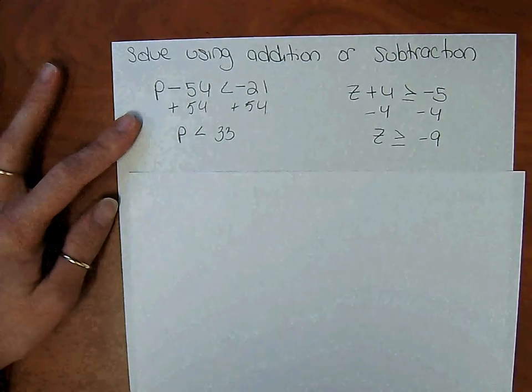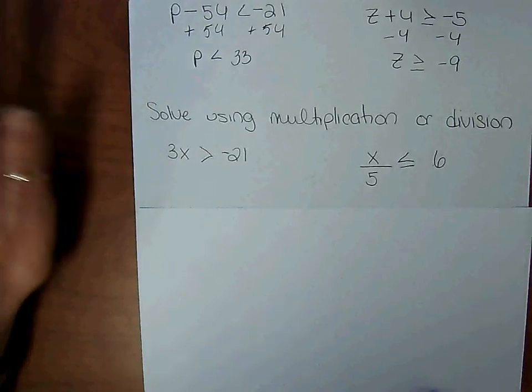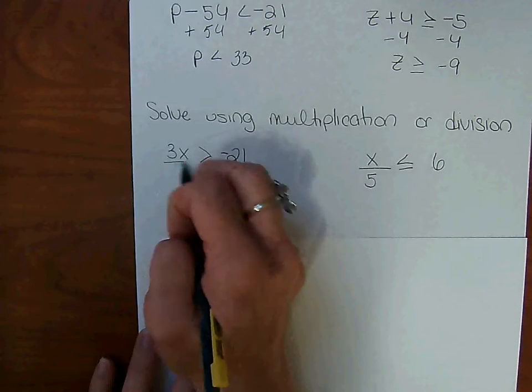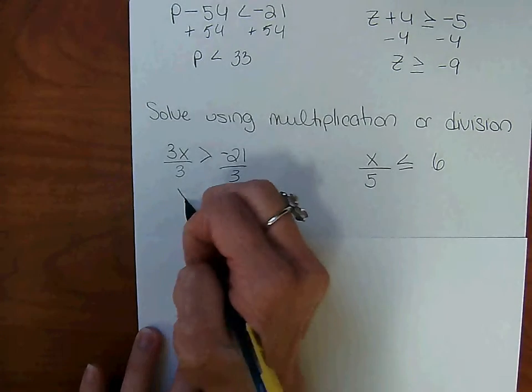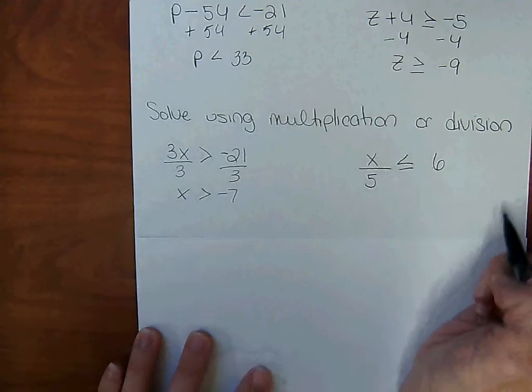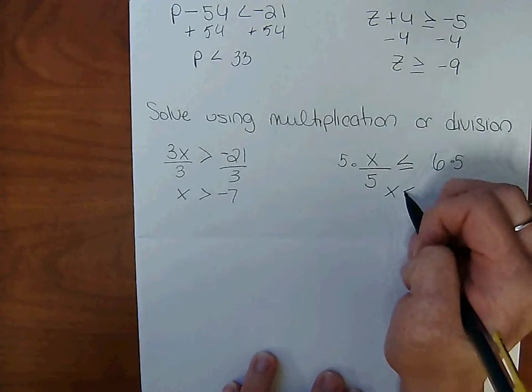When we solve an inequality using multiplication or division, that's when things change up a little bit. So let's try these. Divide by 3 on both sides. X is greater than negative 7. And over here, multiply by 5 on both sides. X is less than or equal to 30.